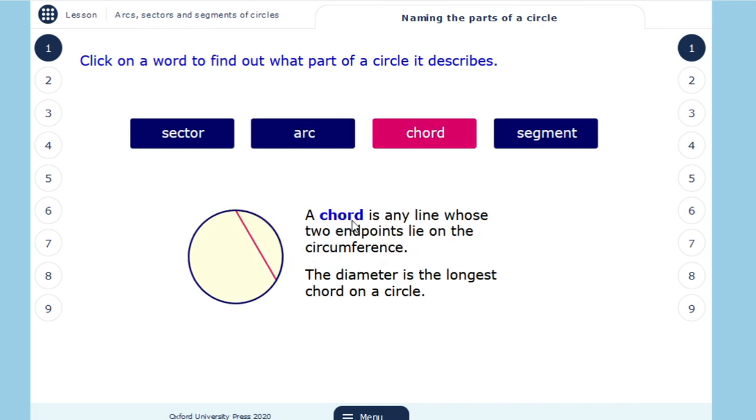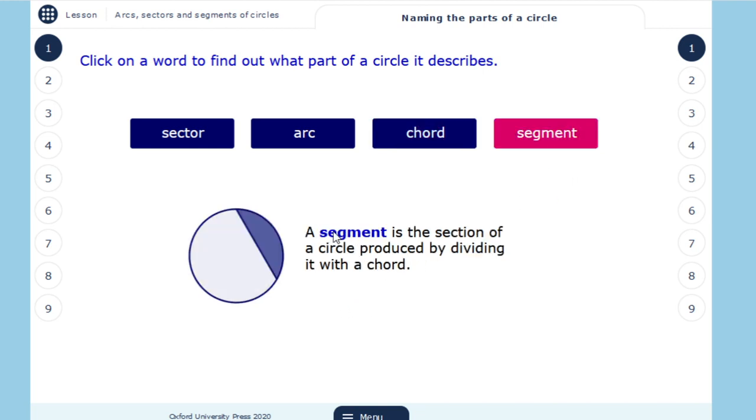A chord. A chord is a line whose two endpoints, here and here, lie on the circumference. The diameter is the longest chord on the circle. And last, a segment is the section of a circle produced by dividing it with a chord.